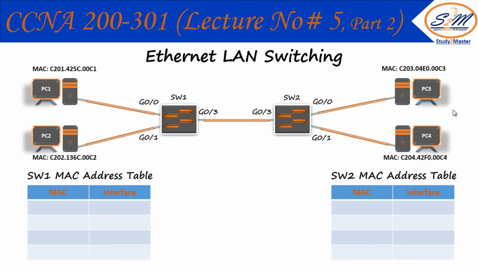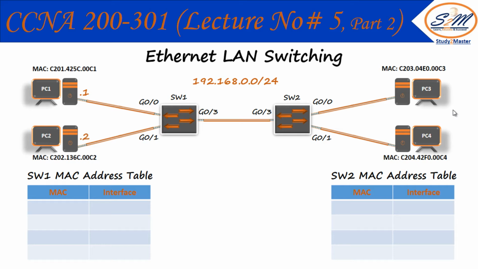Ethernet LAN switching. Now in this diagram, I'll show you how PC1 sends a frame to PC2. First of all, when PC1 tries to reach PC4, it will first send an ARP request. Switch 1 will receive it, then the next switch, switch 2, does the same process. Now PC1 is ready to send a frame to the switch.